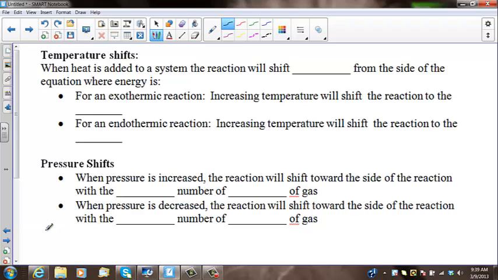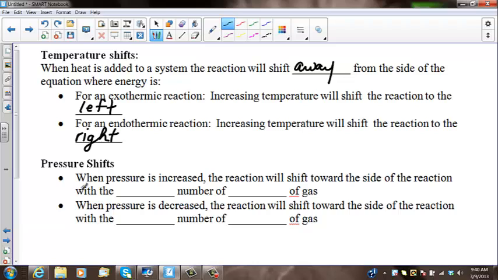Temperature shifts. When heat is added to a system, the reaction will shift away from the side where the energy is. So increasing temperature or increasing heat is kind of like increasing concentration because it's going to shift away from the increase. So for an exothermic reaction, meaning the energy value is on the right, if I increase the temperature, the shift of the reaction will go to the left. And for an endothermic reaction in which the temperature is on the left side, if I increase it, it will shift the reaction to the right.